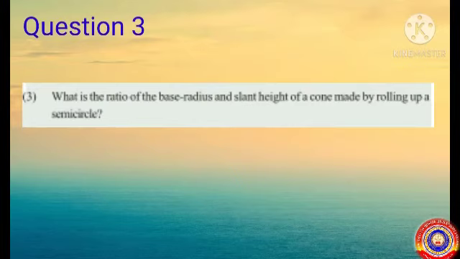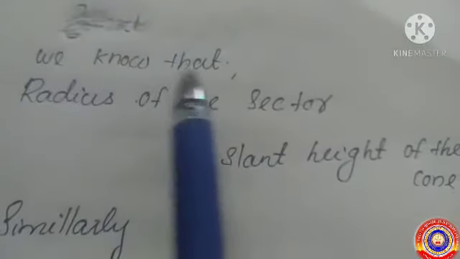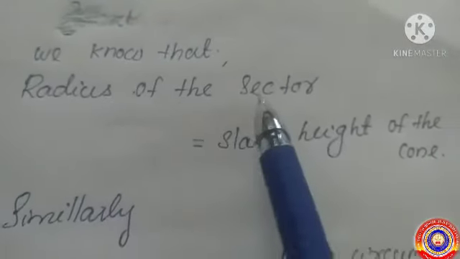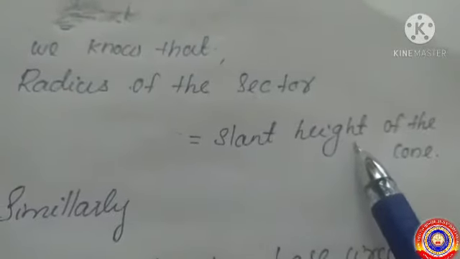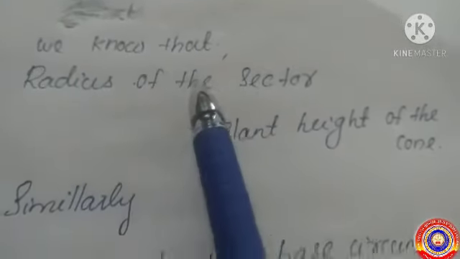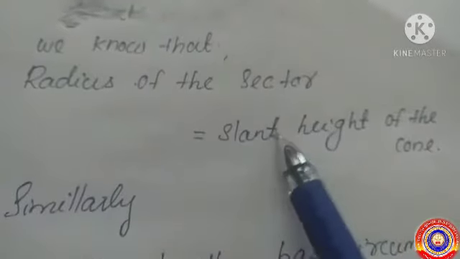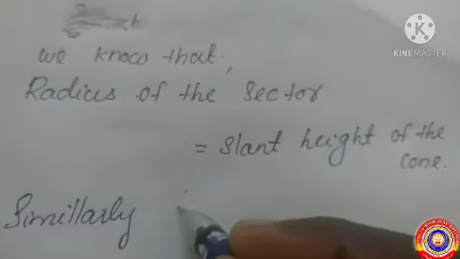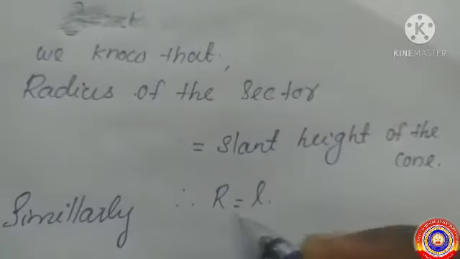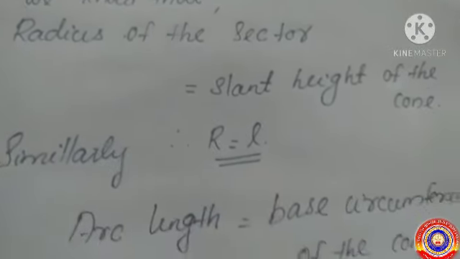Next, question number 3. What is the ratio of the base radius and slant height of a cone made by rolling up a semicircle? Here we made a cone by rolling up a semicircle. We know that the radius of the sector is equal to the slant height of the cone. Therefore, we can write R is equal to L.